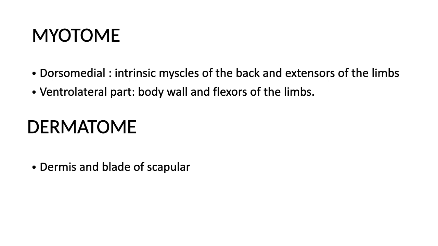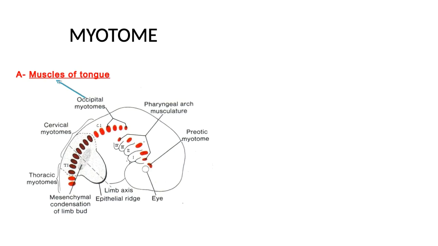while the dermomyotome gives rise to the dermis and the blade of the scapula, as well as the subcutaneous tissues of the body. We could also see the occipital myotome giving rise to the muscles of the tongue and some of the muscles of the head and neck. And in association with the pharyngeal arches, it will give rise also to the muscles of the head and neck.